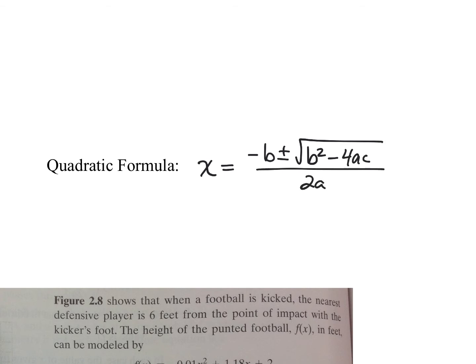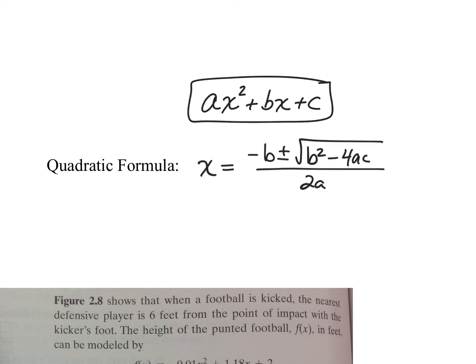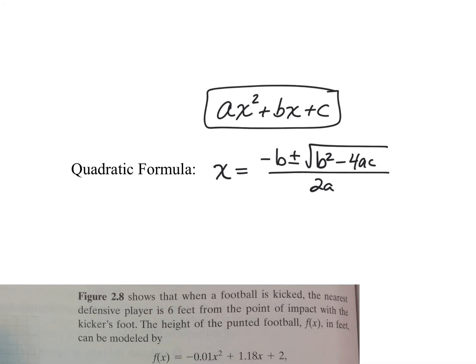Now you may be wondering, what are these a, b's, and c's? These come from what we will call standard form. They are coefficients from a quadratic form like you see here. Again, this is used to find solutions to any quadratic function.